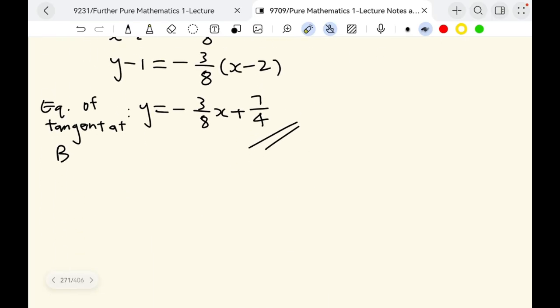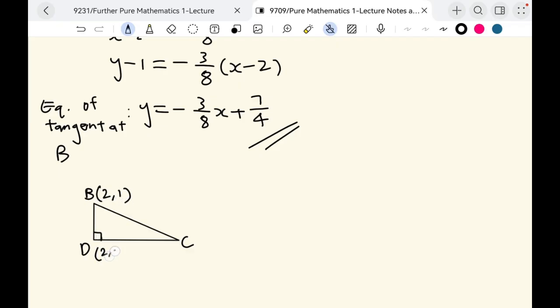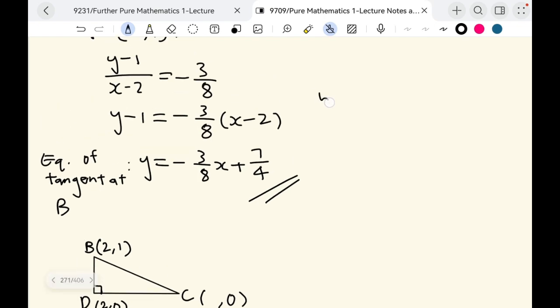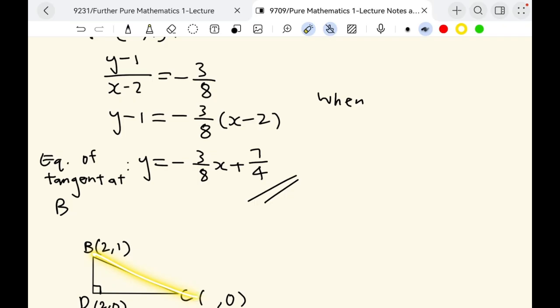So let me draw a triangle for you. Just that we haven't known the coordinates of C. So how do we get the coordinates of C? Because C is the x-intercept of the tangent line, you must get its x coordinate when y equals 0.